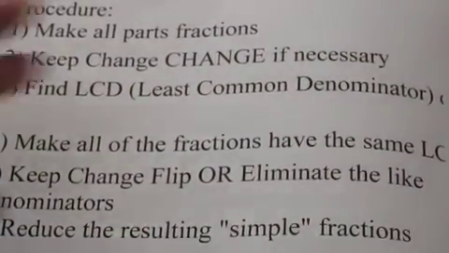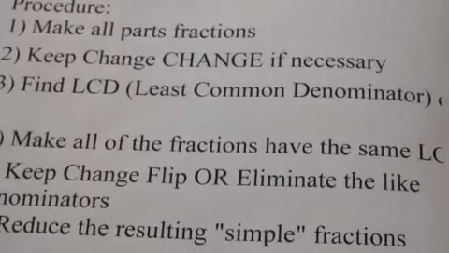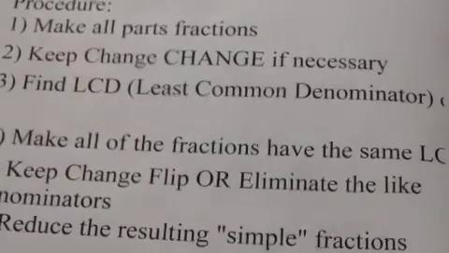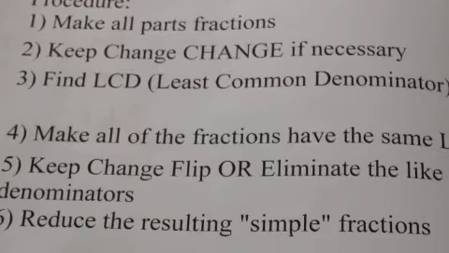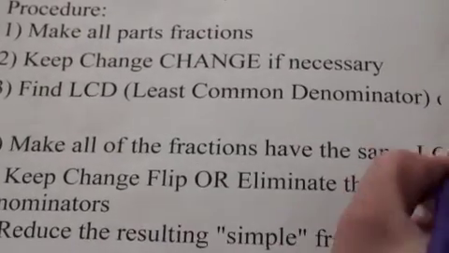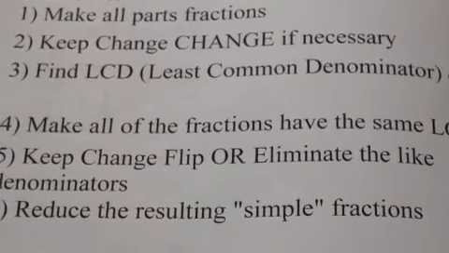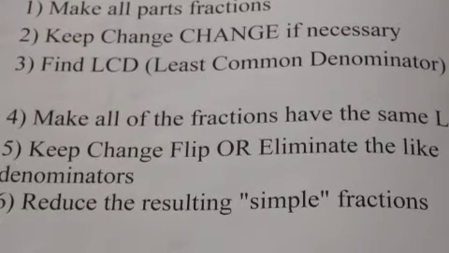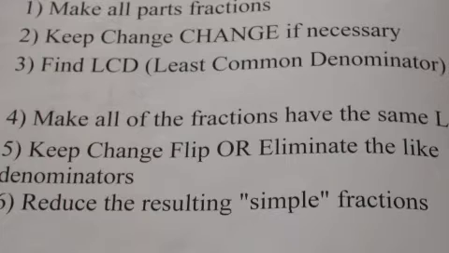Okay, so the basic steps, hopefully I can make it all fit, is make all parts fractions, keep change, change if you have to, find a least common denominator, LCD, or just a common denominator. It really doesn't matter if it's least. Step 4, make all of the fractions have the same least common denominator. It got cut off. And keep change flip, which is the same thing as just eliminate the like denominators, and reduce the resulting simple fraction. And we put simple fraction in quotes because it's really not simple, but it's a lot simpler than the complex one we started with.